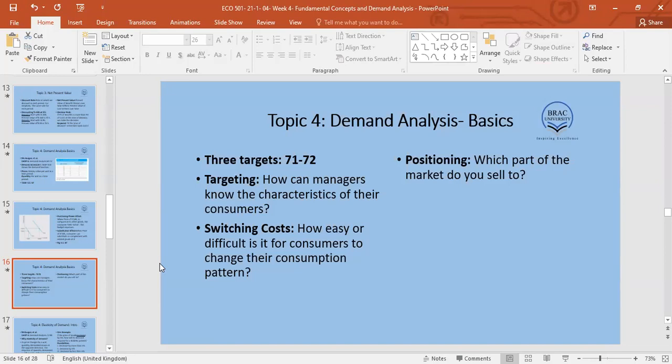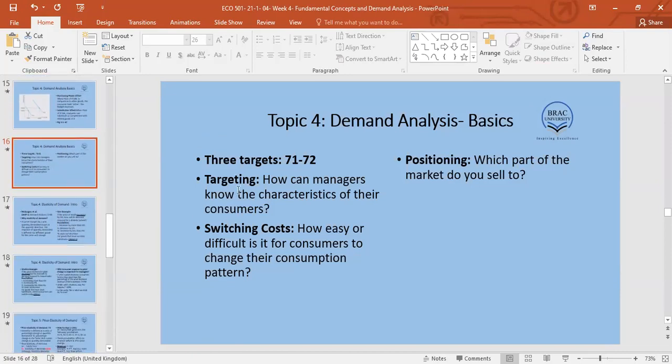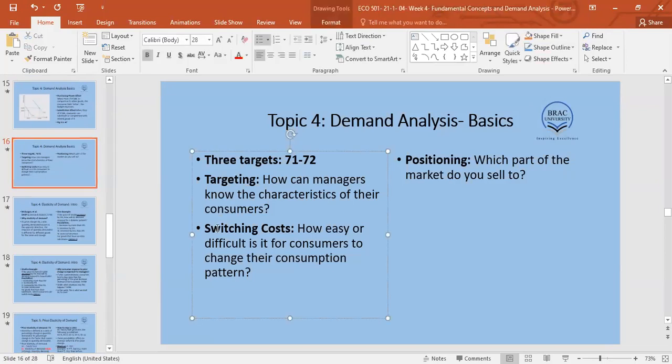Next is positioning. What is positioning? Positioning means how can you make your product attractive to your target group. I'm going to discuss these things right at the end, before we do the assignment. For the time being, just write down on a piece of paper, how do we target a product? Are there any switching costs? And how do we position a particular product?